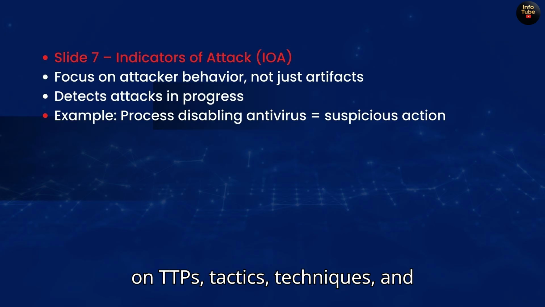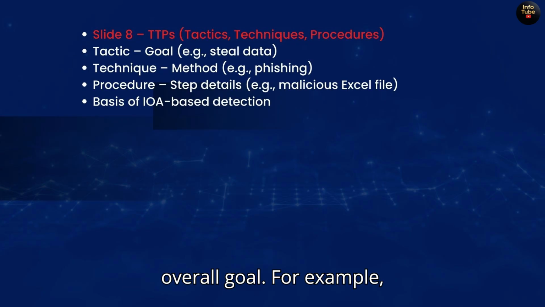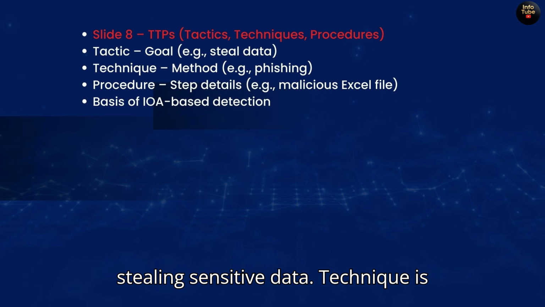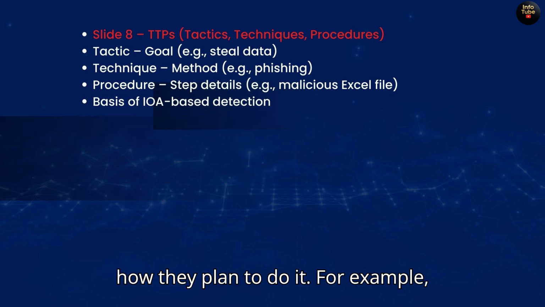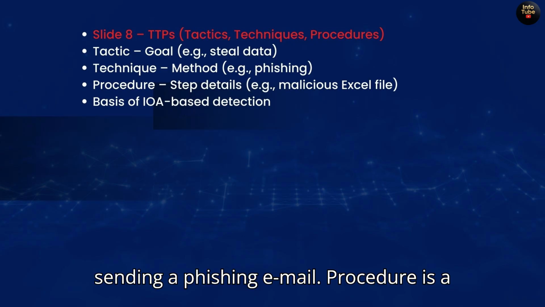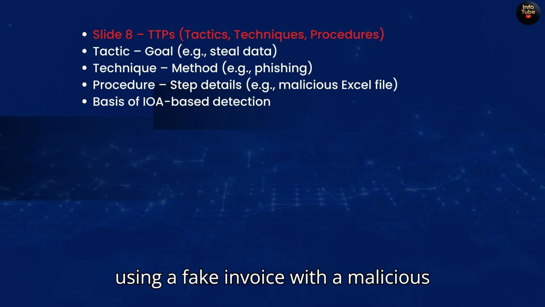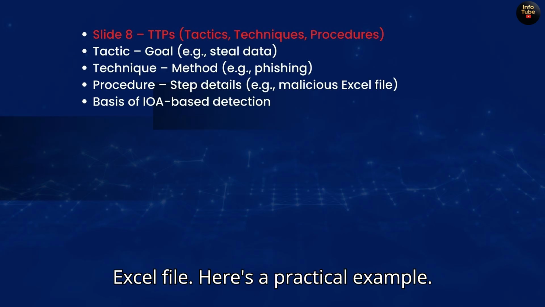IOAs are based on TTPs, tactics, techniques, and procedures. Tactic is the attacker's overall goal. For example, stealing sensitive data. Technique is how they plan to do it. For example, sending a phishing email. Procedure is the detailed step. For example, using a fake invoice with a malicious Excel file.